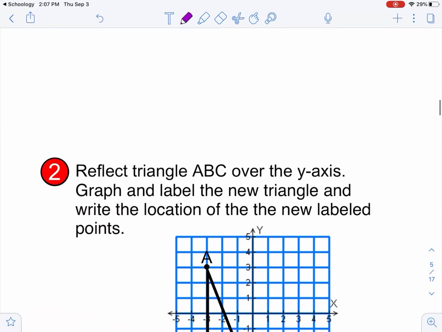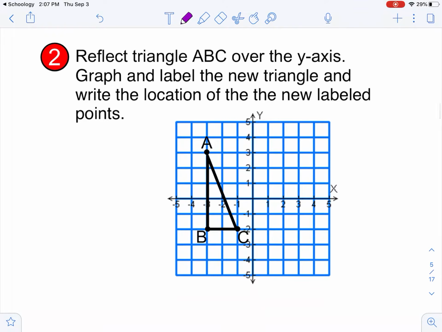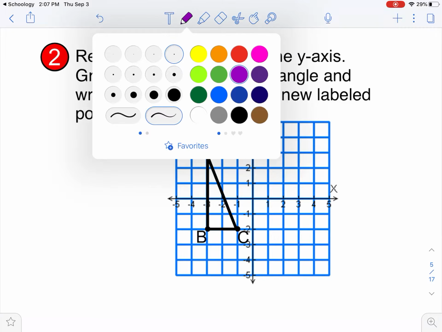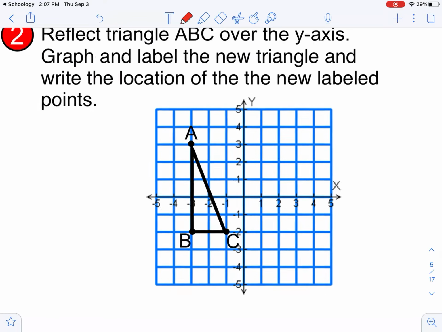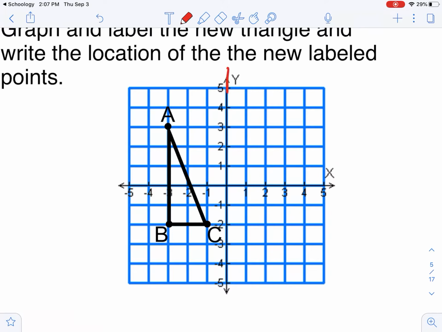Okay, let's move on to the next one. Reflect the triangle over the y-axis. So I have to know where the y-axis is first. Remember, the x-axis is your horizontal axis and your y-axis is your vertical axis. This y-axis is labeled. It's not going to be labeled for you on the test. So please make sure you know which one's which.